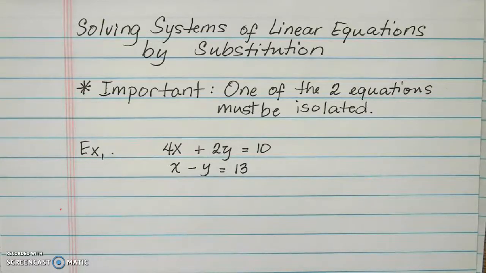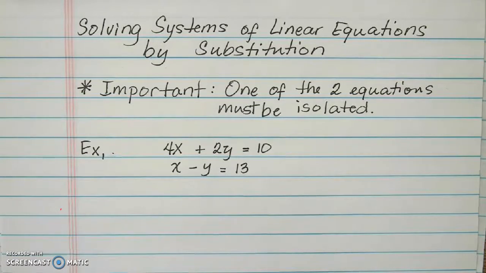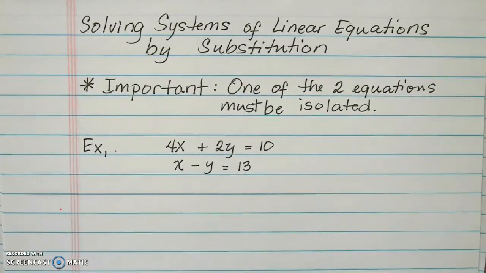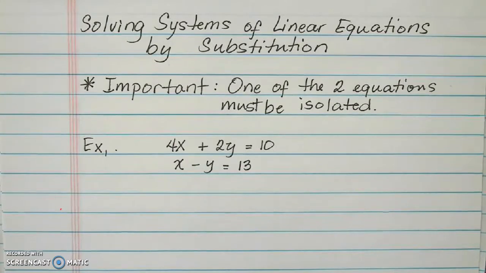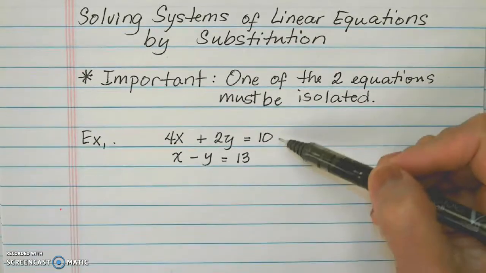Okay, so still on solving systems of linear equations, but this time by substitution. When you're doing substitution, it is important that one of your two equations must be isolated, meaning it should be in the form of y equals something or x equals something. So let's look at this first example.